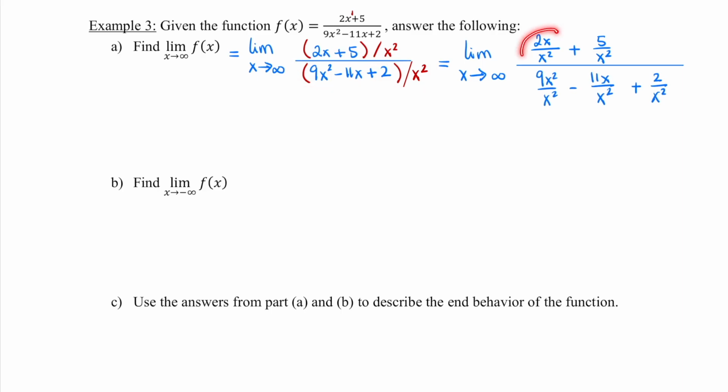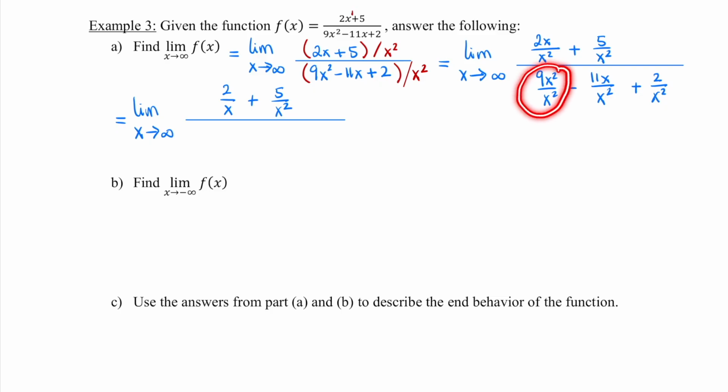Next, we are going to simplify each term. 2x over x squared is 2 over x, and 5 over x squared stays the same. 9x squared over x squared is 9. 11x over x squared is 11 over x, and 2 over x squared stays the same.